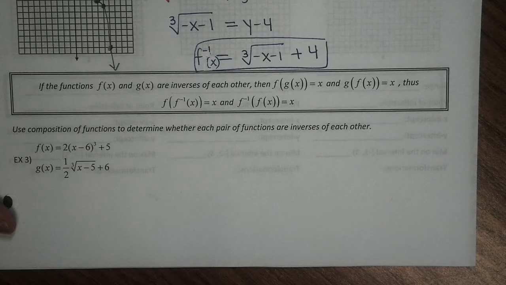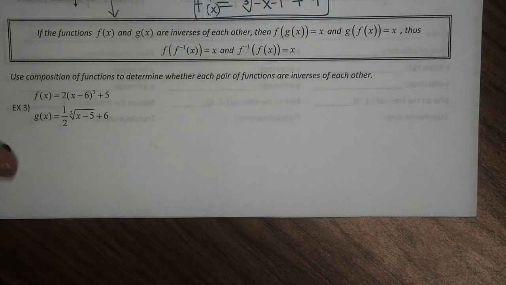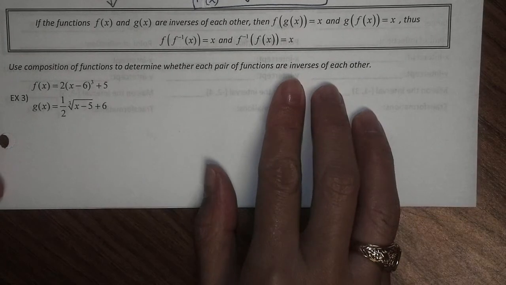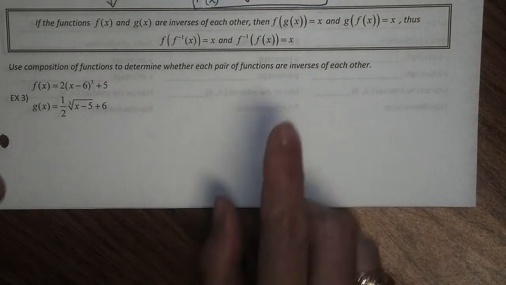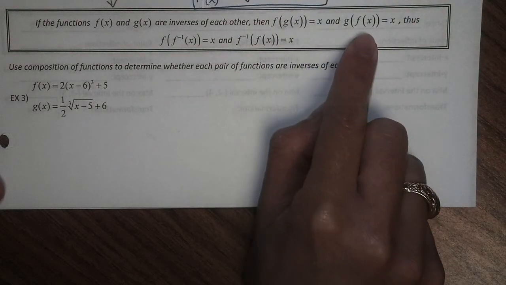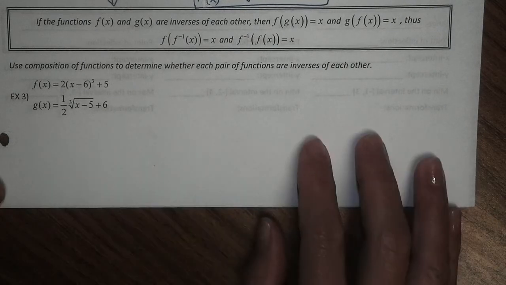So next, let's move on to example number 3. Like I said, we did this last semester. Here it goes again. If you want to prove that two functions are inverses of each other, you're supposed to prove it by doing the f of g of x and the g of f of x. So here's how you would prove this. And you have to show your work.